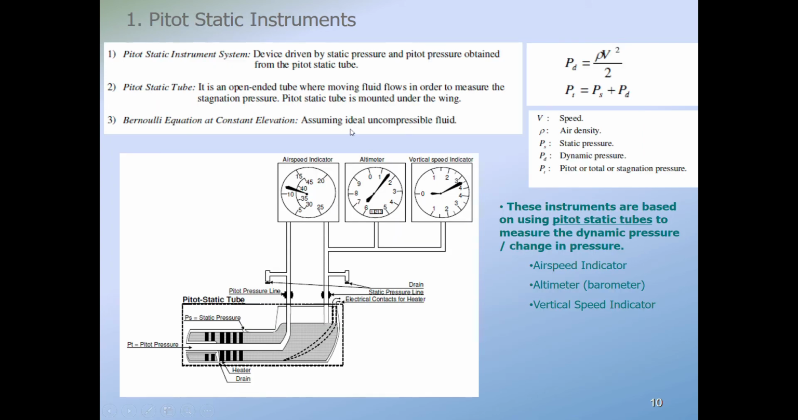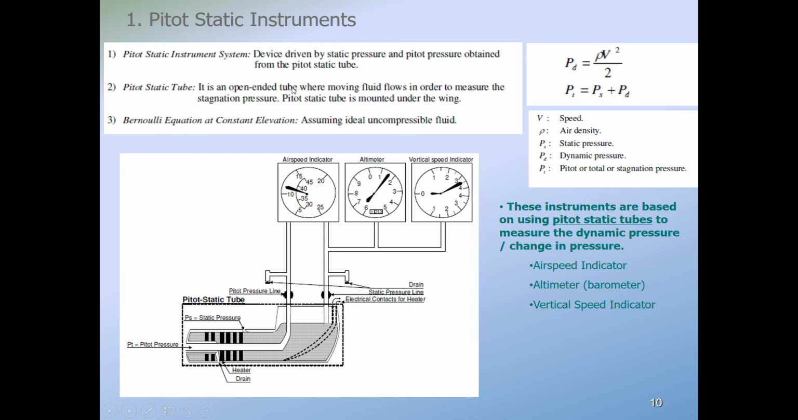Okay, so we can go one by one. For example, the pitot-static instrument system: a device driven by static pressure and pitot pressure obtained from the pitot-static tube. Okay, so we have a pitot-static tube here. It is an open-ended tube. So one end is closed and the other one is open. That's why we say open-ended, meaning one closed and the other one open.